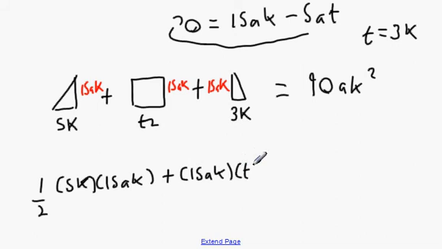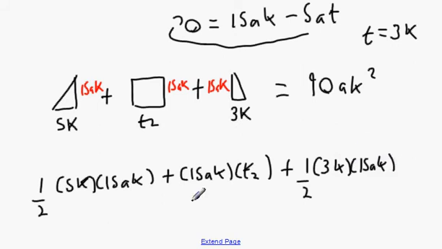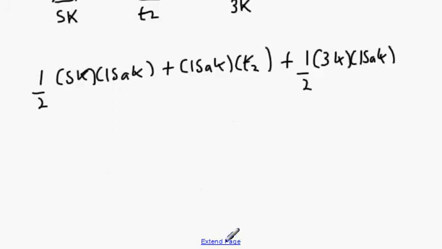and then the area of the last one is going to be a half, 3k times 15ak, and that all equals 90ak squared. Okay, so I'm just not going to be able to fit that in for a minute. Just take out the calculators and do a quick job on the numbers there.